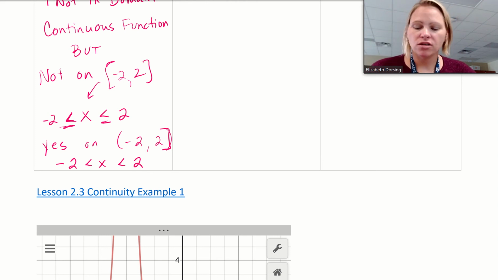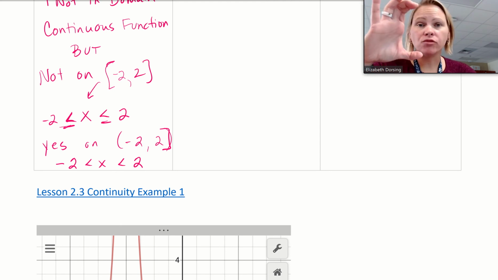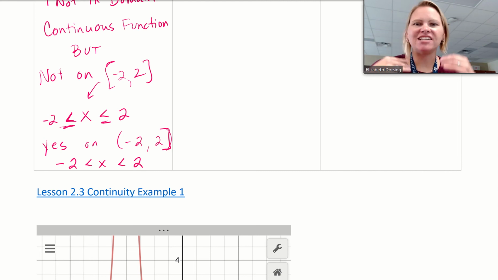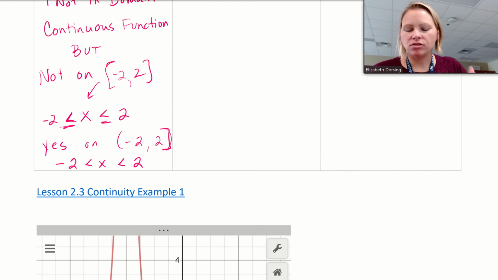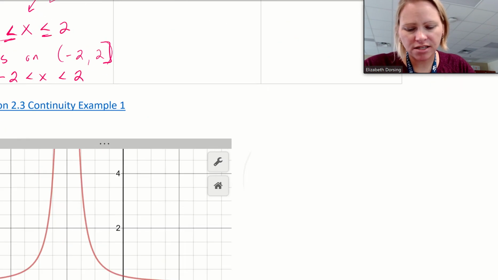yes or no. So again, at that vertical asymptote, if I have a closed bracket, that square bracket, I'm not continuous on that interval. But the minute that I open it up and I don't include that as part of the interval, everything up to but not including that, yeah, I'm going to be continuous. So now let's take a look at this next function.